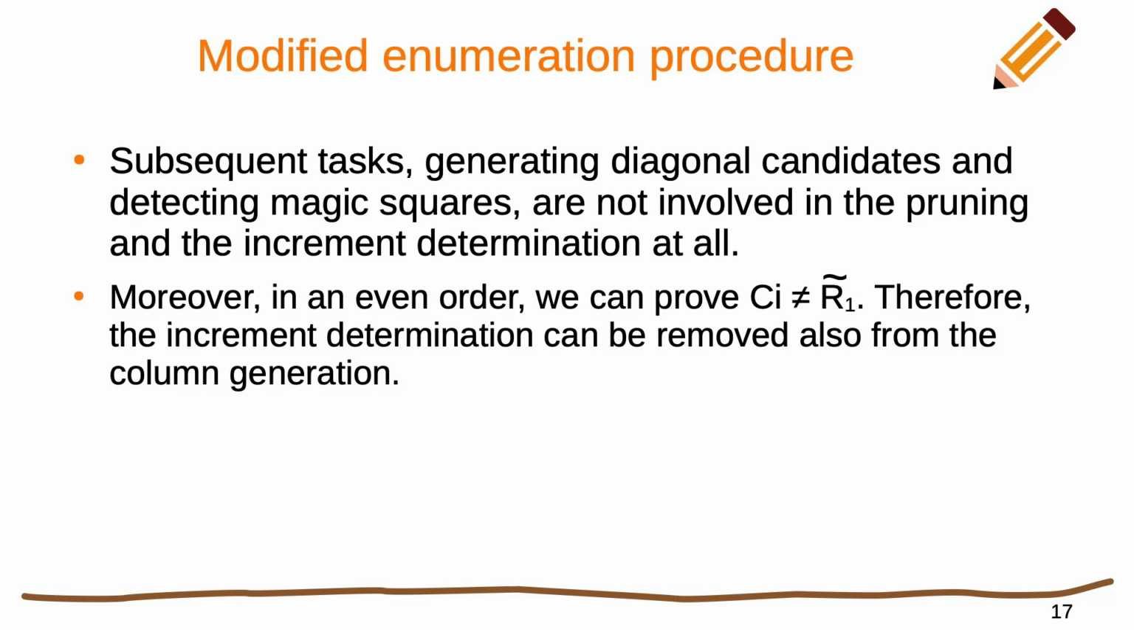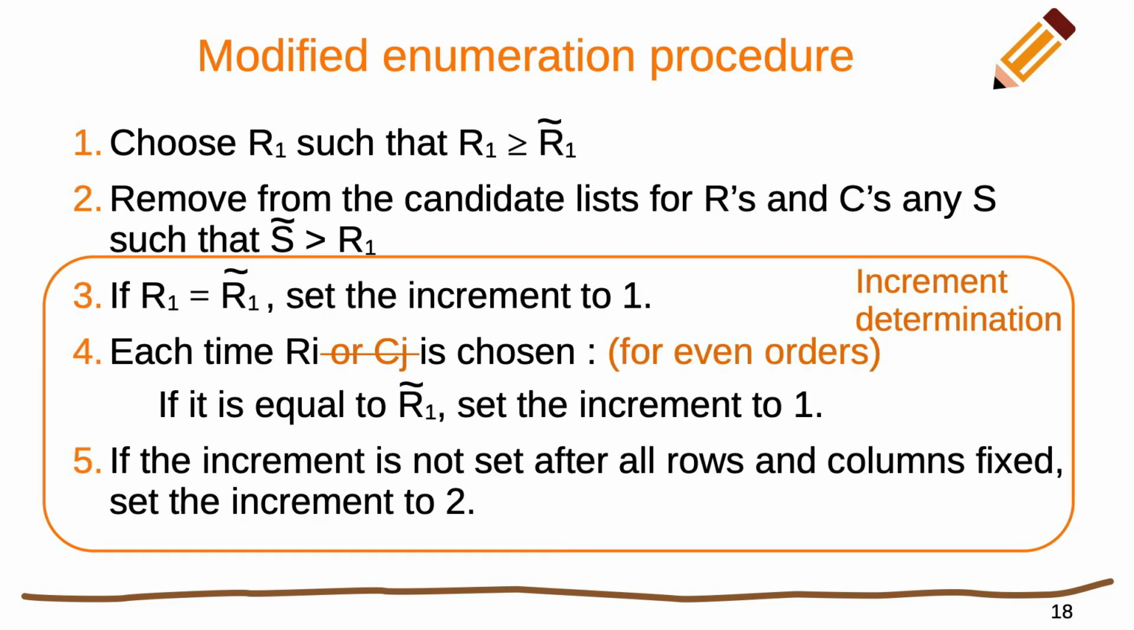Moreover, in the case of an even order, we can prove that any column cannot be equal to R1 tilde, although the proof is not so obvious. Thus, if we fix all rows first and then fix the columns later, the increment determination process will be removed from the deeper levels of the program. Consequently, the overall overhead becomes vanishingly small.